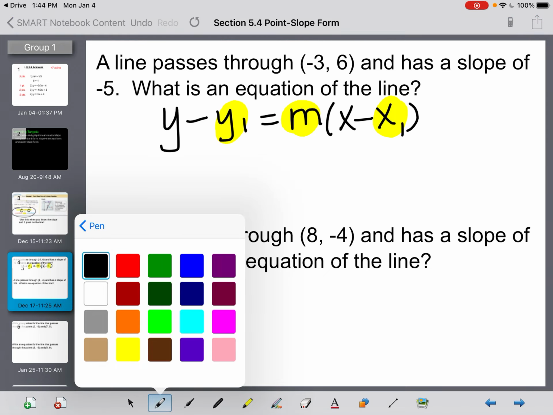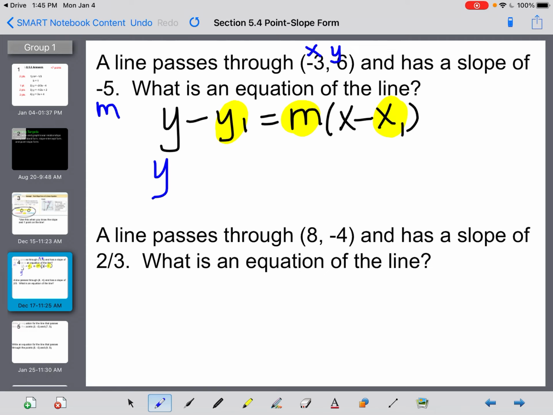My ordered pair, I'm just going to go ahead and label as x and y, so I know where to put those, and then this here is my slope. So this never changes. So I have y minus the y from my ordered pair. So y minus 6 is equal to my slope of -5 times this x never changes, minus x1, the x from my ordered pair. So minus a -3, which means this is really going to be x plus 3.